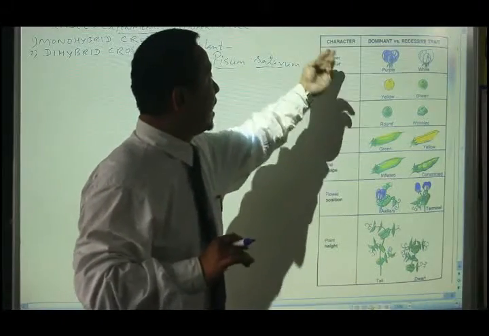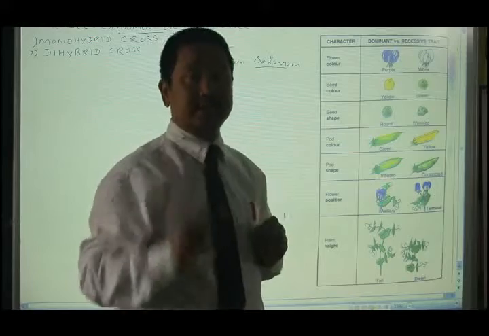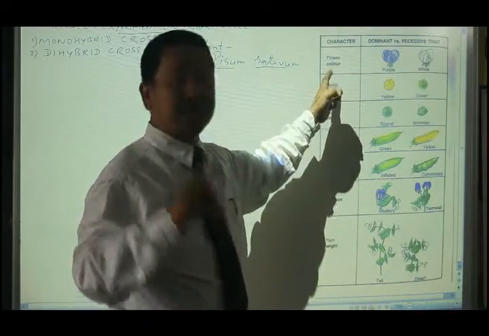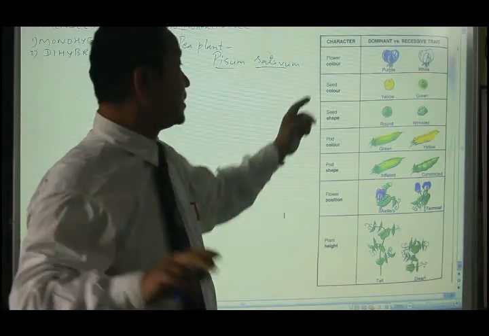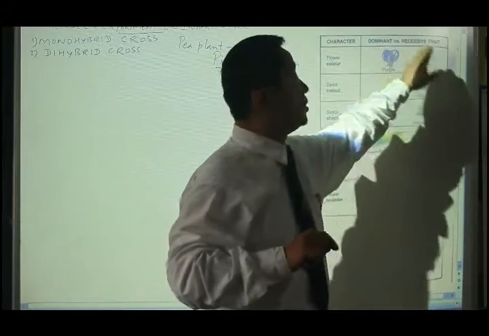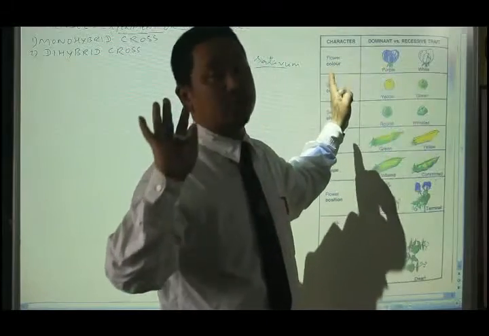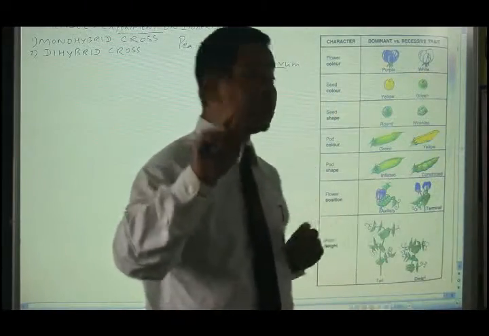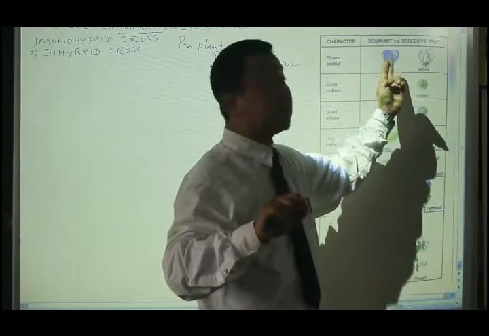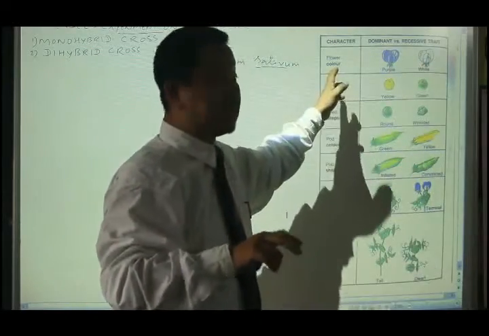Let me tell you about a character, say color. For a particular character, there is a gene, which we discussed last time in the last online class, having two different alleles. One allele is for purple color, the other allele is for white color. One is dominant, the other is recessive. Of these two colors, purple is always dominant and white is recessive. So this is the character and these two are the traits. For each trait, one separate allele is there, and they are together in that particular gene.